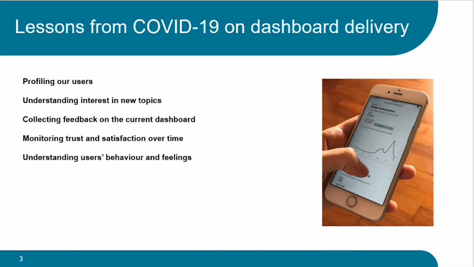Next is monitoring trust and satisfaction over time. This is a key one around one of the GDS standards in terms of measuring success, but also this was one of the issues with the existing dashboard: creating a service and dashboard that users really trust and see the value of. And lastly is understanding user behavior and feelings. How does the dashboard make users feel and act? These are really key concepts that hopefully I'll cover throughout the presentation.